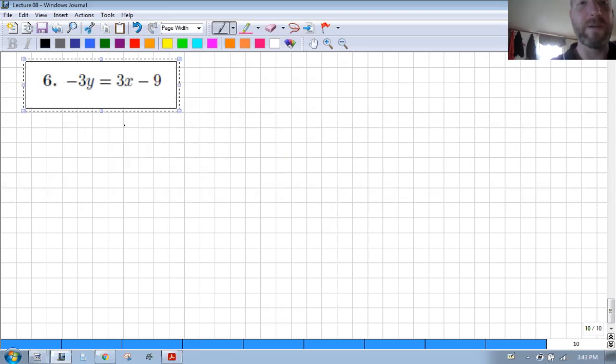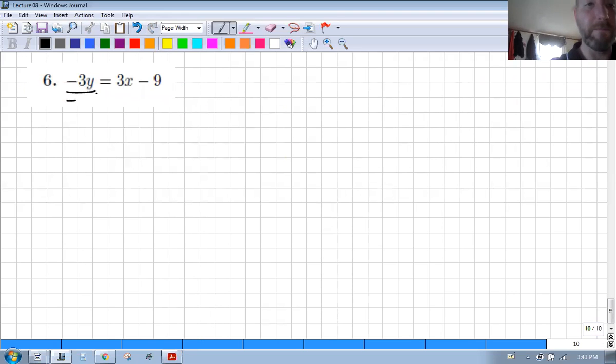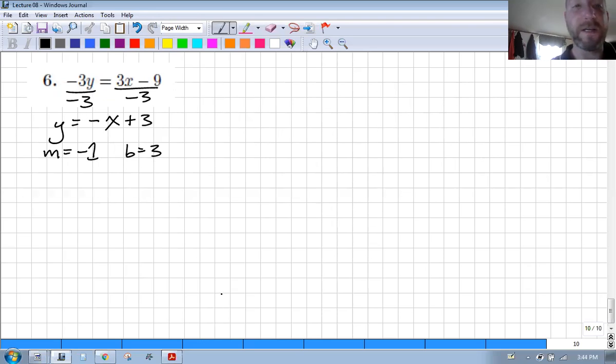So we want to get this into y-intercept form. Let's divide both sides by -3. That gives us y equals 3 over -3, which is -1x, and -9 over -3 is +3. So here m is -1 and b is 3, right? The m is whatever you're multiplying the x by.